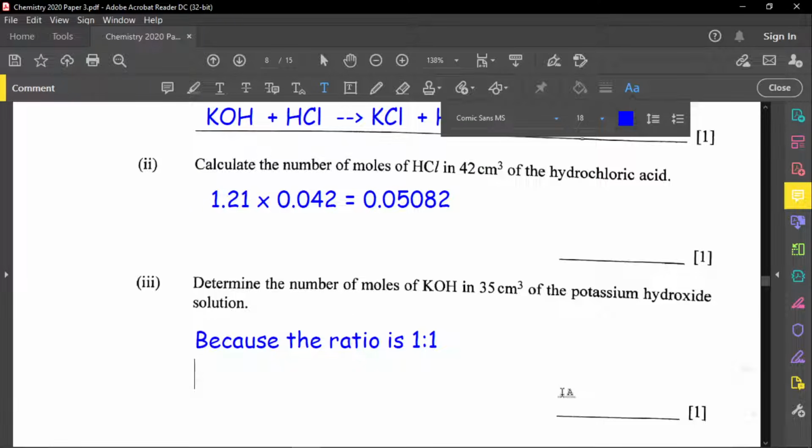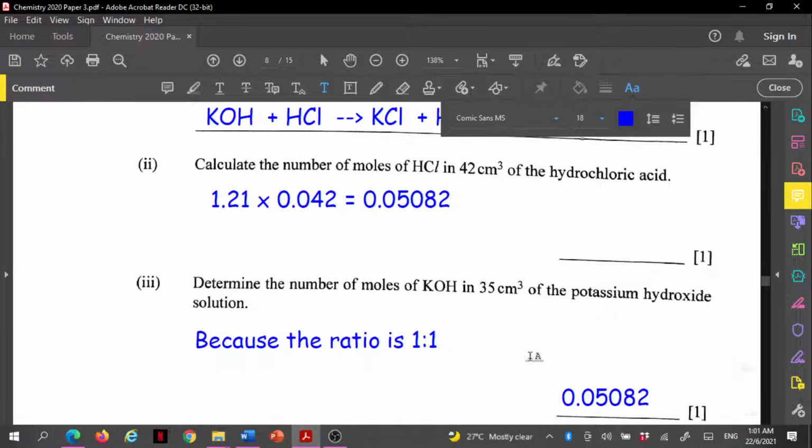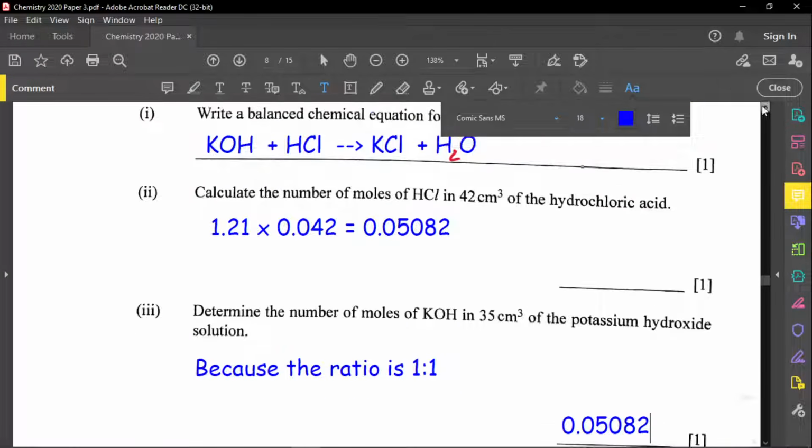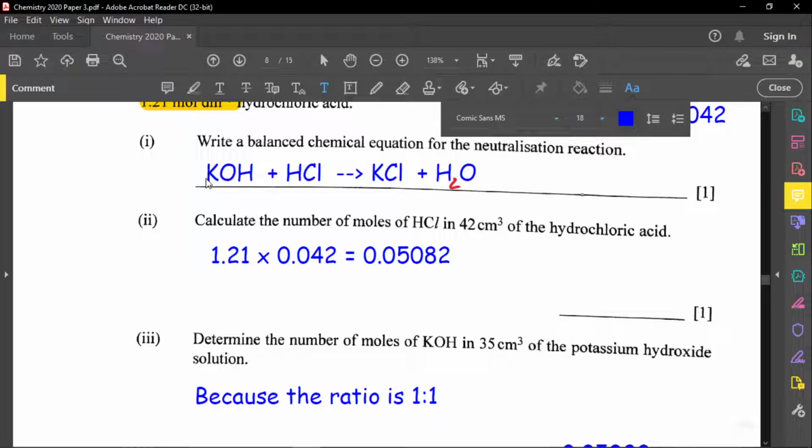So the mole here will be 0.05082. It's the same mole that we got on top, simply because based on the balanced chemical reaction, 1 mole of potassium hydroxide reacts with 1 mole of hydrochloric acid. And that's why it is the same mole.